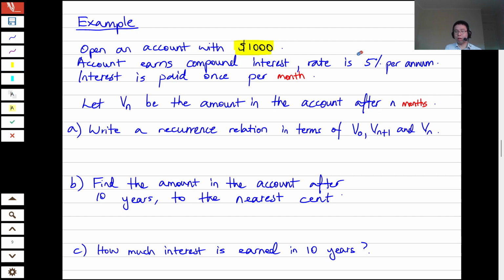I've actually just noticed a problem with this question. I'm going to change this to 4.8, just because it's going to make it much easier. So I'm just going to change this to 4.8% to avoid some issues with terminating decimals. So $1,000, 4.8% per annum. Interest is paid once per month rather than once per year. And I'm going to say Vn is now the amount in the account after n months rather than n years.